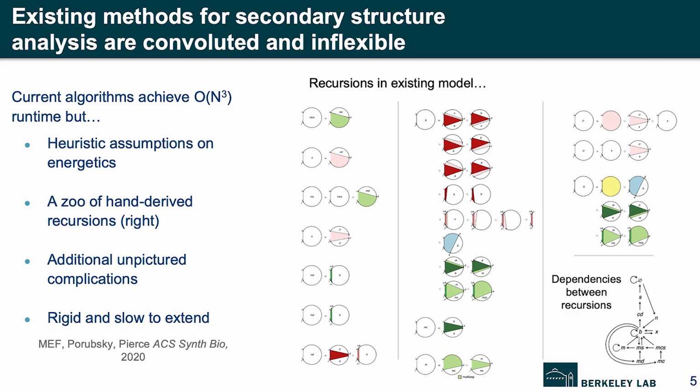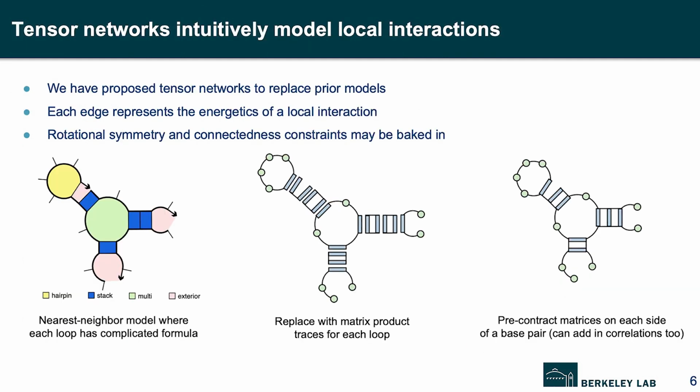And what this results in, in algorithms, is a huge mess of different recursions that have to be hand-coded and developed with pretty complicated interactions between them. And this has led to a state that's pretty rigid and slow to extend to new materials and new data. In contrast, we've posed a different model based solely on tensor networks.